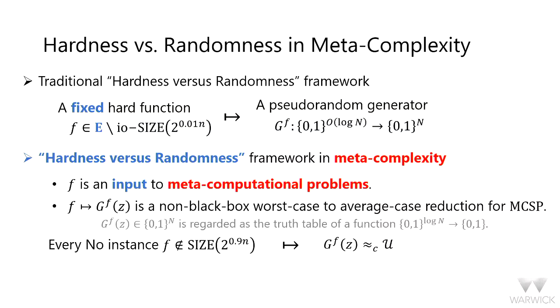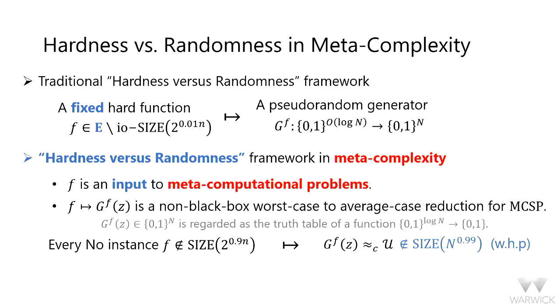In order to show that this is a reduction for MCSP, we need to show that every no instance is mapped to a no instance for MCSP. But by using the property of a pseudorandom generator, every no instance is mapped to a pseudorandom sequence that is computationally indistinguishable from the uniform distribution. And by Shannon's counting argument, you can easily show that if you regard the uniform distribution as an input to MCSP, this is a no instance. Namely, you don't have a small circuit with high probability. So every no instance is mapped to a no instance for MCSP. So this is a self-reduction for MCSP.